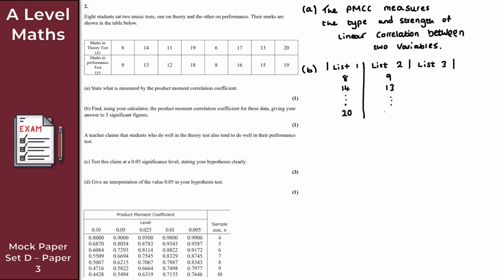What's the very last value here of 19? There shouldn't be anything in list 3. I just put that there to show you what it would look like on your calculator, so you can just ignore that. We enter both of those.